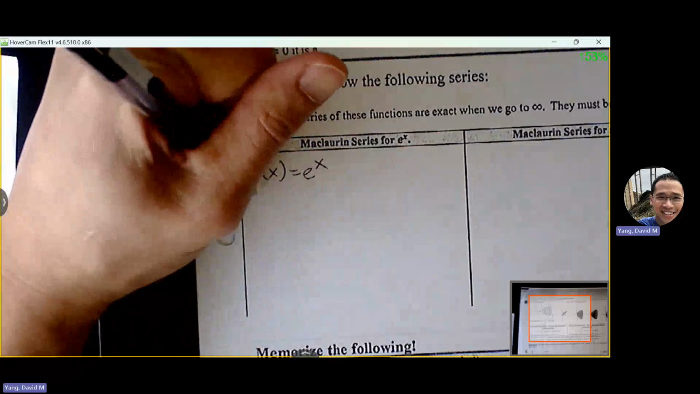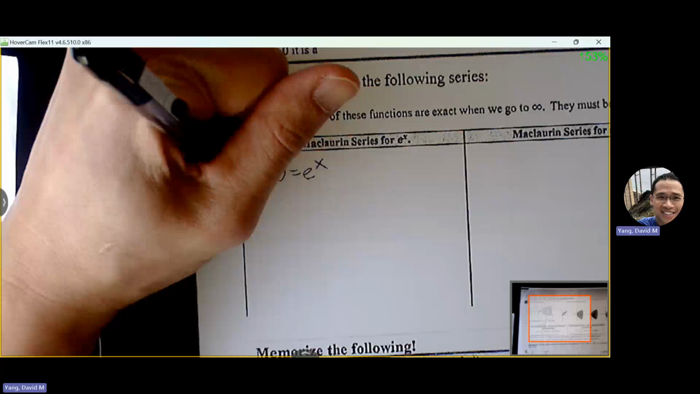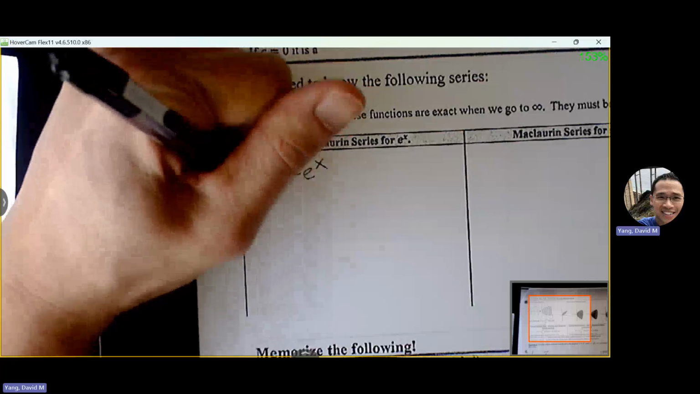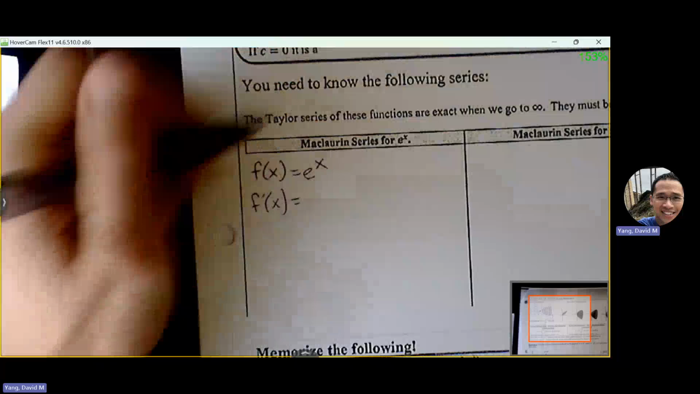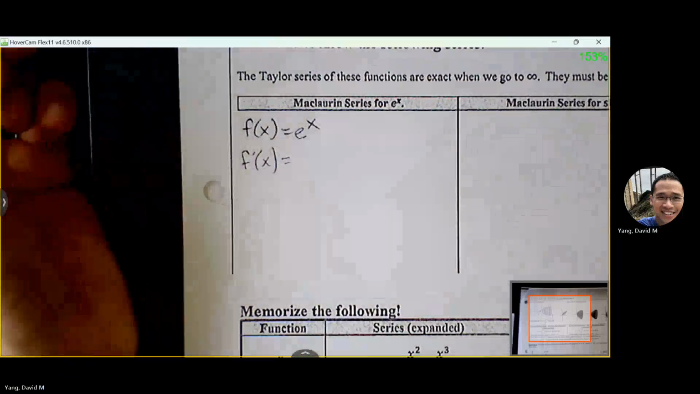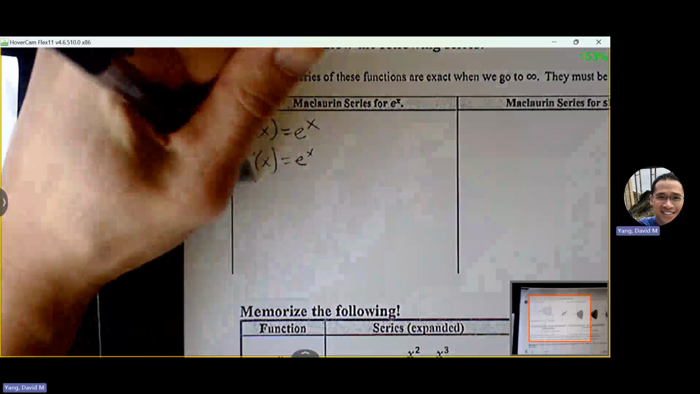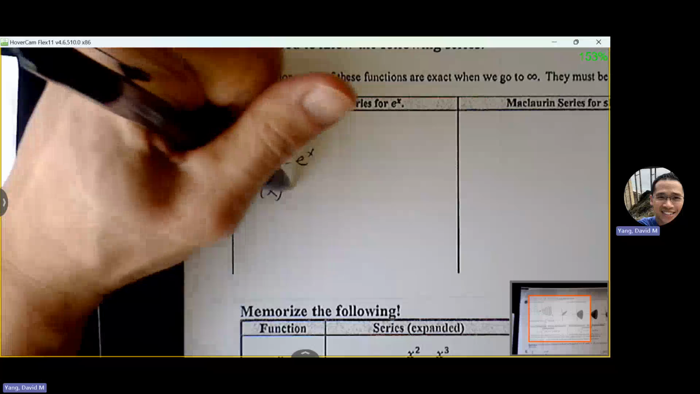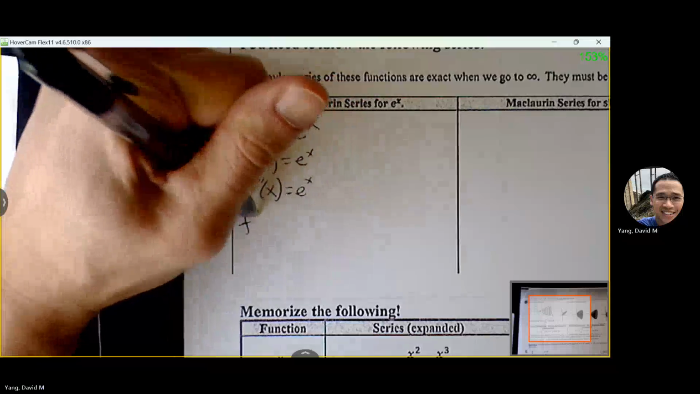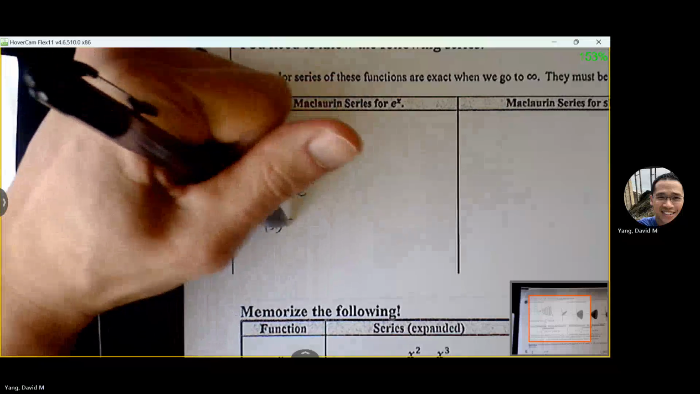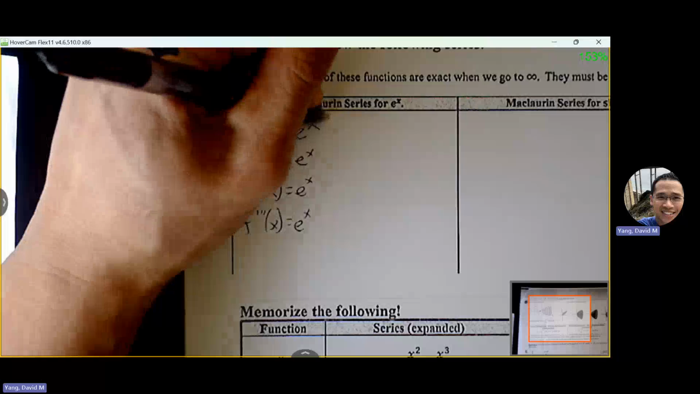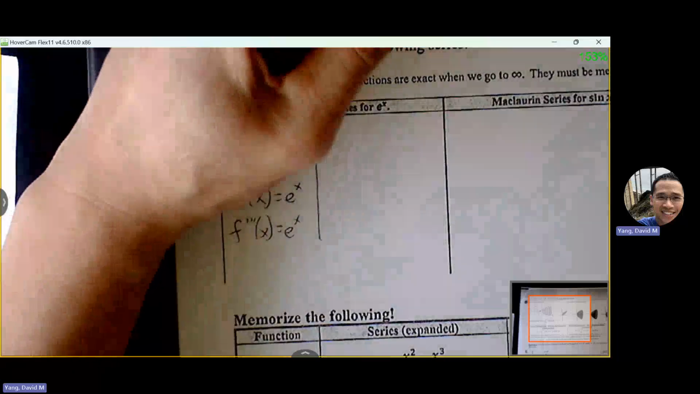Let's just go ahead and find everything. Let's go to the third derivative. Okay, so f prime of x. Well, the nice thing about e to the x is, what's the derivative of e to the x? Yeah, so that's going to be nice, right? All the derivatives are just going to be e to the x. So if I were to evaluate each of them at 0, it will give me the same thing every time.